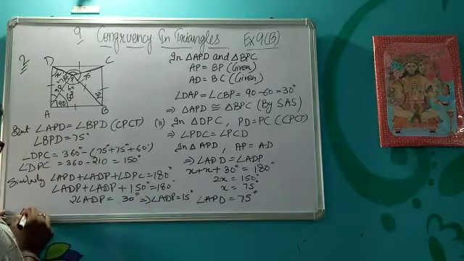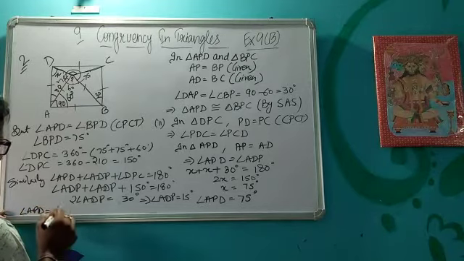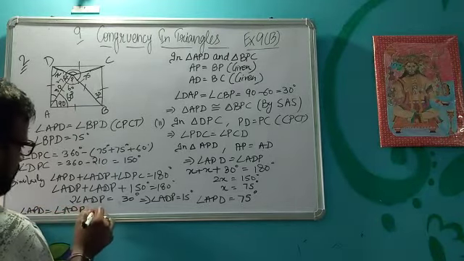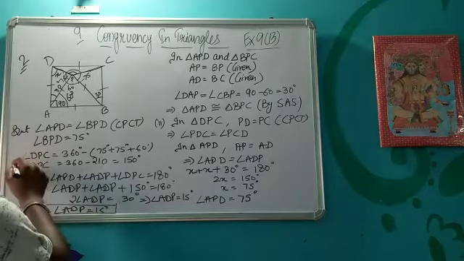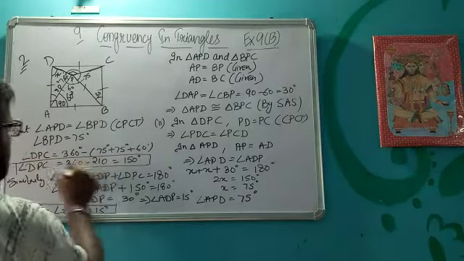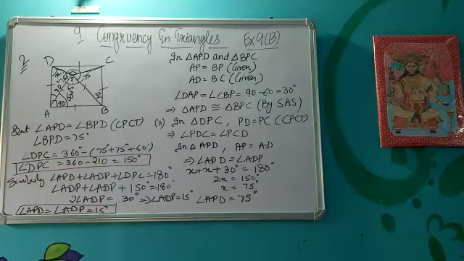So what is our answer? Angle APD is equal to angle ADP equal to 15 degrees. So these are the two angles, and this is one of the angles. So this is how we can find the angle of DPC.